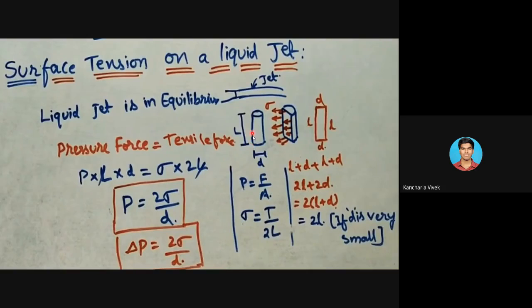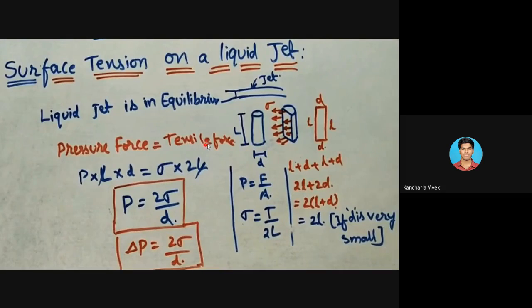The liquid phase or the water will be exerting pressure on this side and also this side. That is, on both faces of the liquid jet, water will be exerting some pressure. So what is the condition for the liquid jet to be in equilibrium? Again, pressure force must be equal to tensile force. So here, stress equals force into area, that is area L into D.